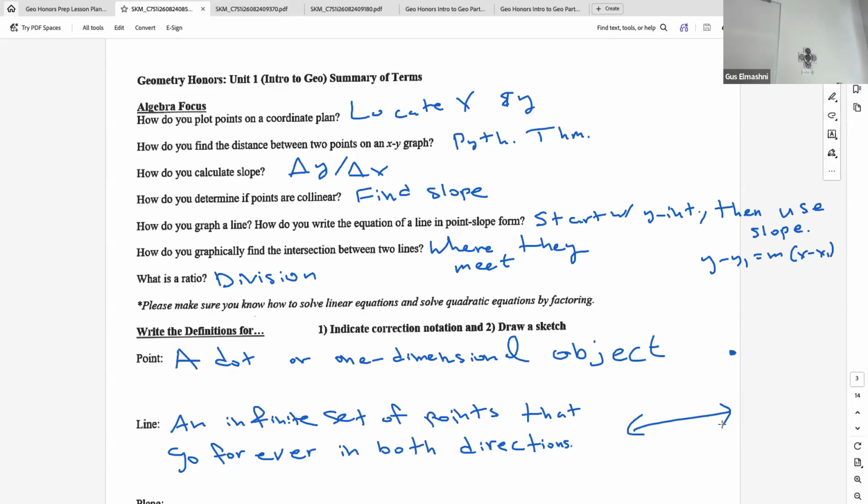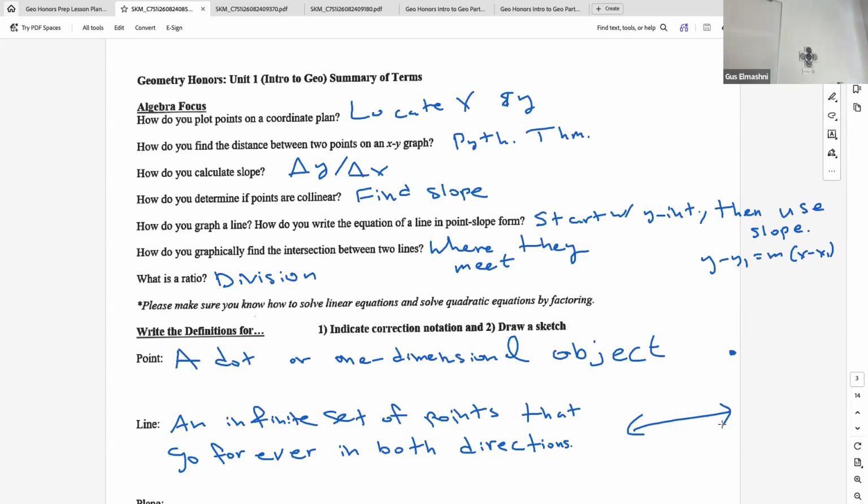A ratio is just a division situation. You're dividing two things. For example, if you're talking about shooting percentage, like Steph Curry has say 20 shot attempts, makes 10 of them. He shot 50%. That's a ratio, right? Just dividing two things. A dot, a zero-dimensional object, that's a point.